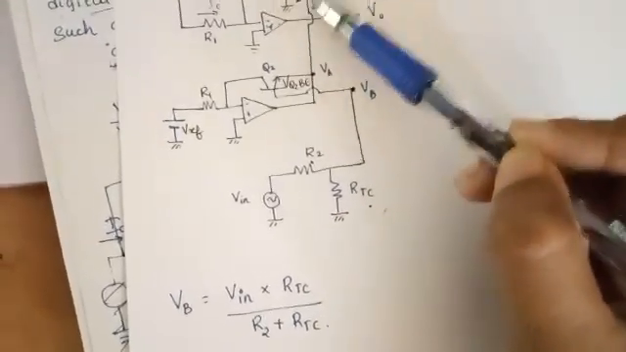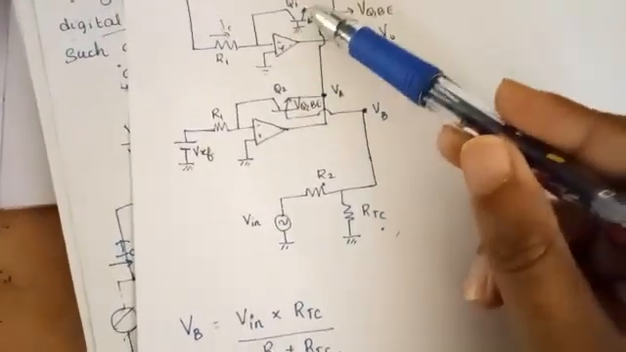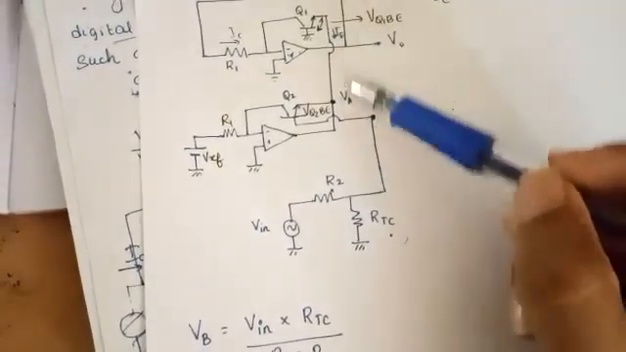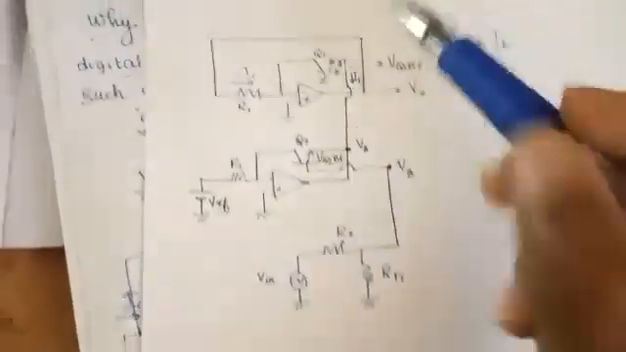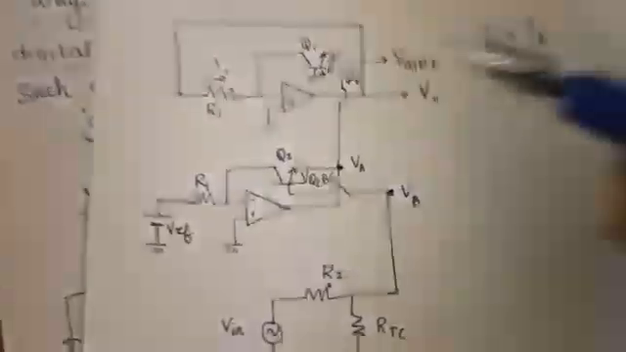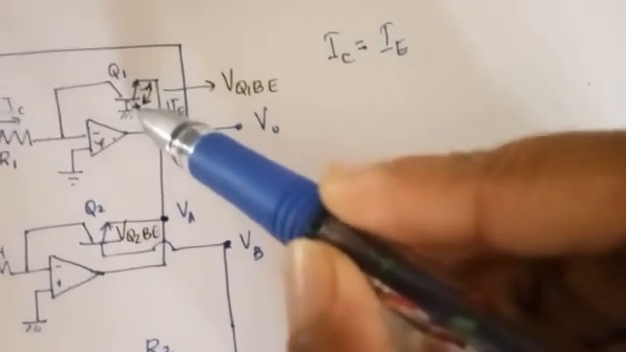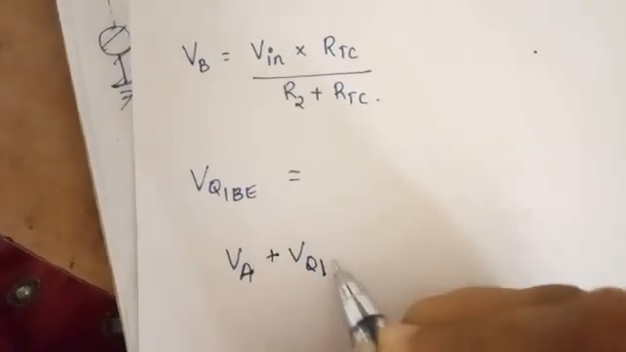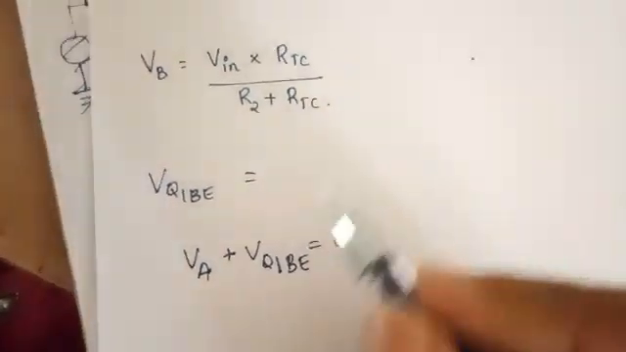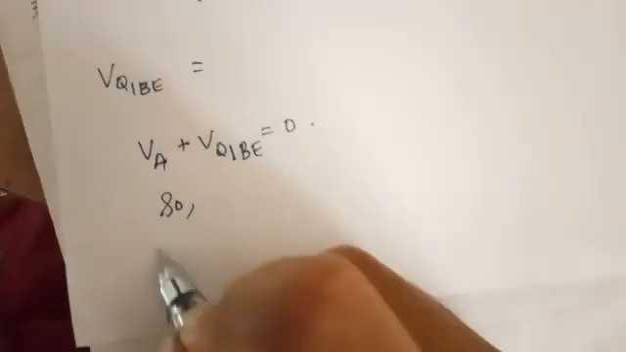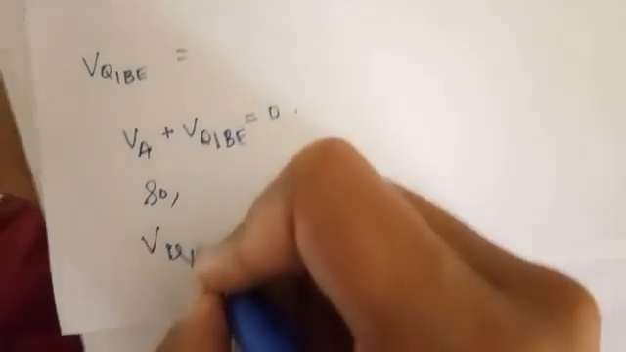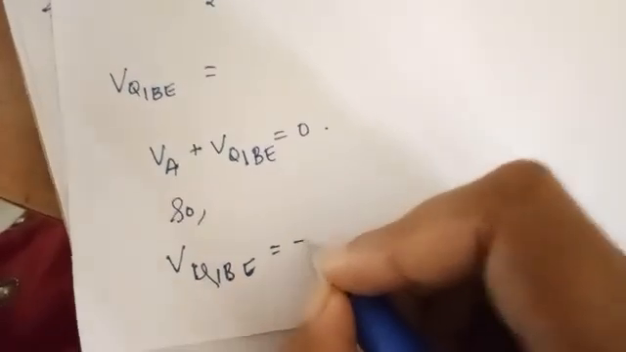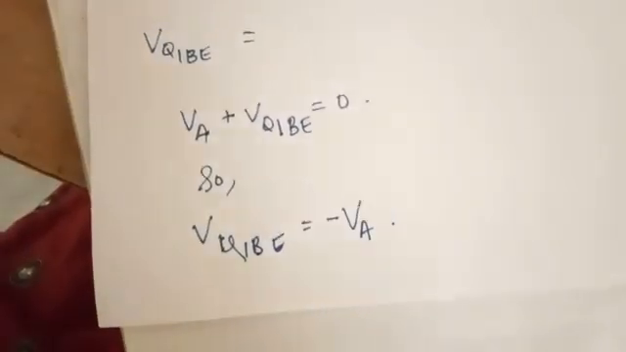We know that this is VQ1BE and this is VA. If we write KVL, we can see that VA, this is plus, this is minus, since current is going this way. We can see that VA plus VQ1BE equal to 0. That is VA plus VQ1BE equal to 0. So VQ1BE is equal to minus VA.